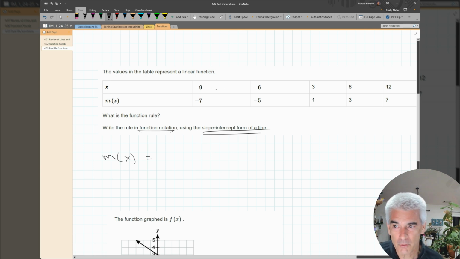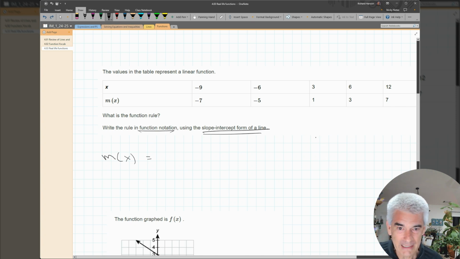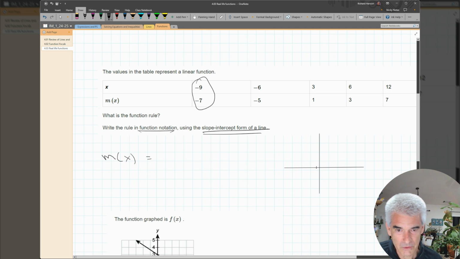And now, do I know the slope? Well, let's take a look. I like to draw pictures. It's really hard on this tablet to draw straight lines. So negative 9, negative 7: 1, 2, 3, 4, 5, 6, 7, 8, 9, and negative 7: 1, 2, 3, 4, 5, 6, 7. Then this other point, negative 6, negative 5. I'm going to do this point here, 3, 1: 1, 2, 3, 1.